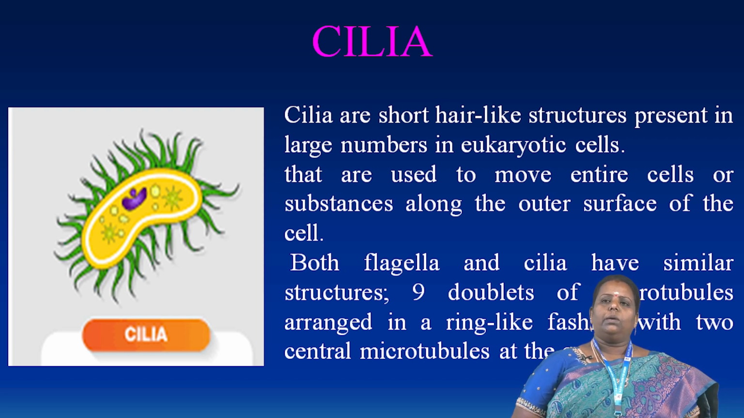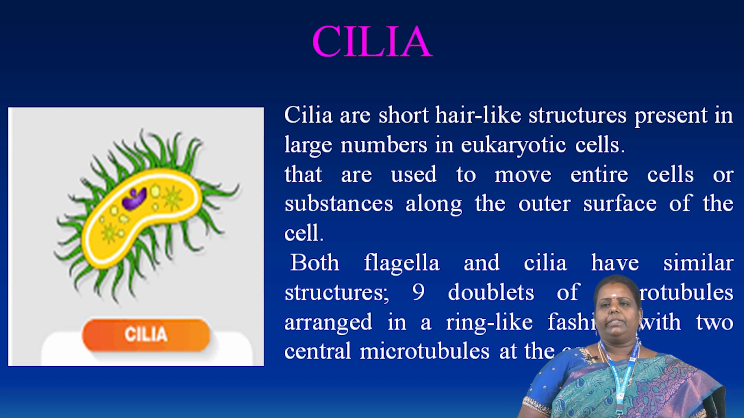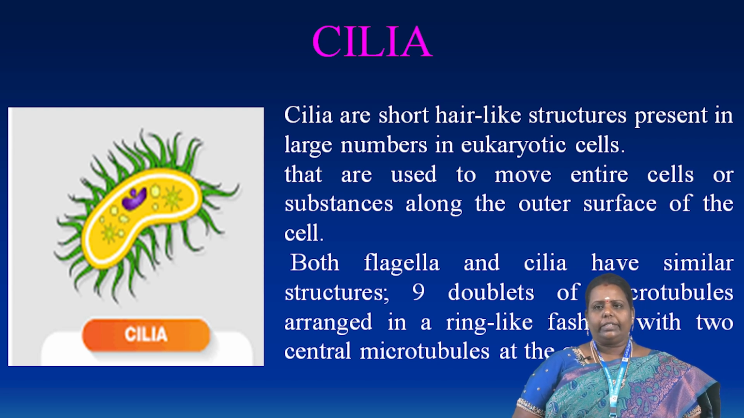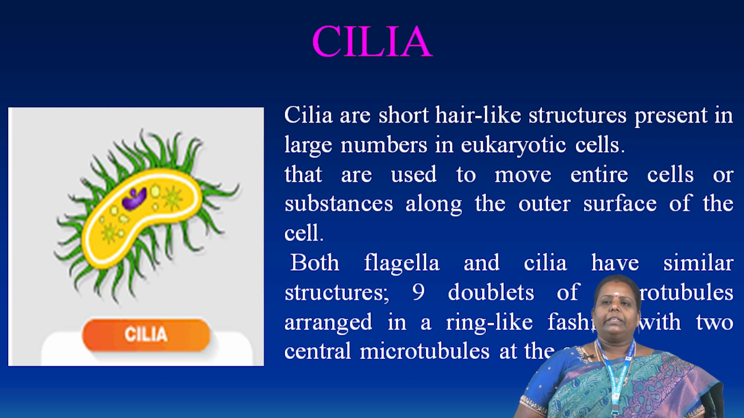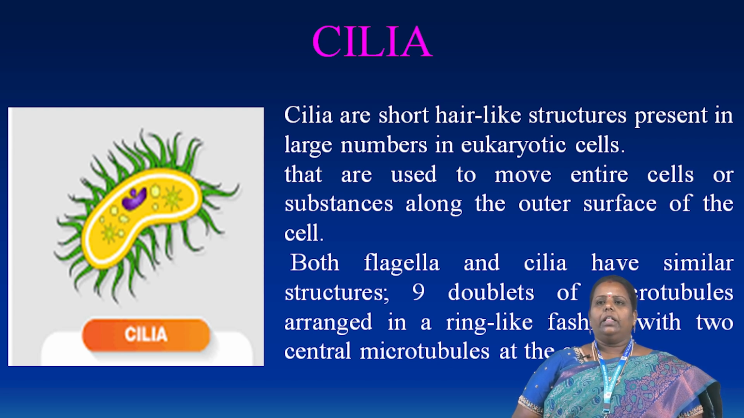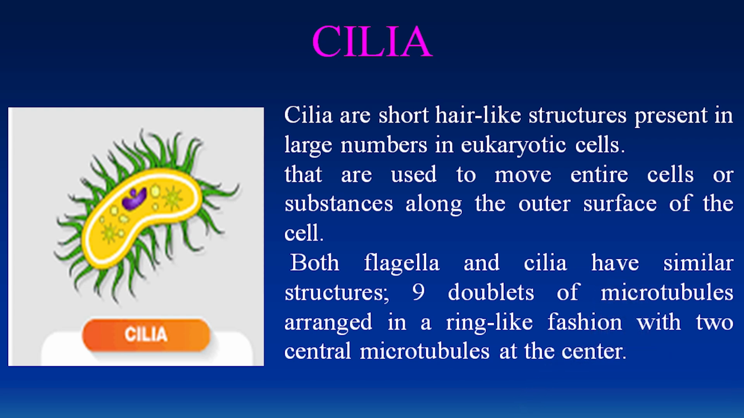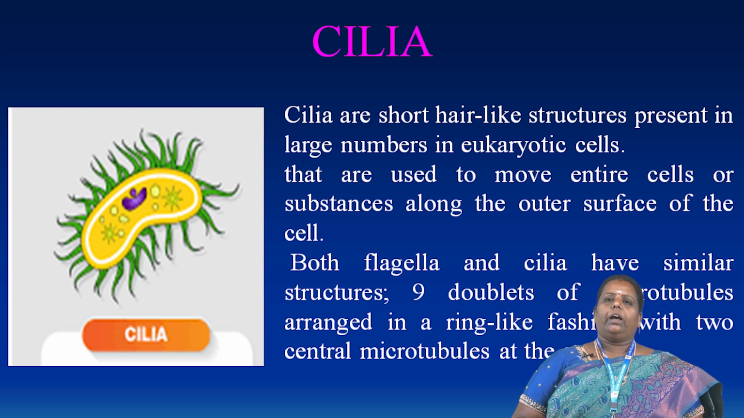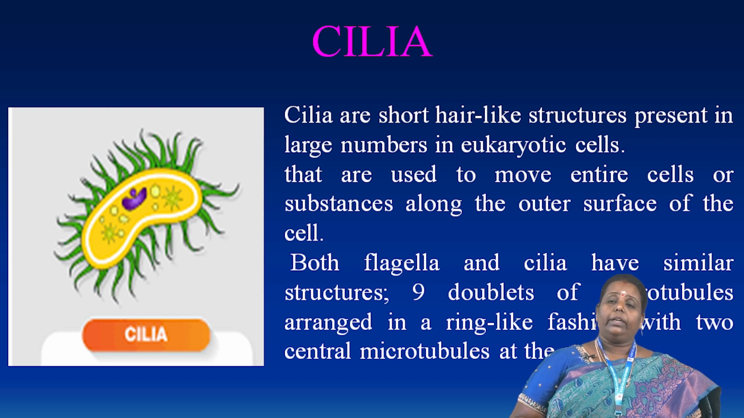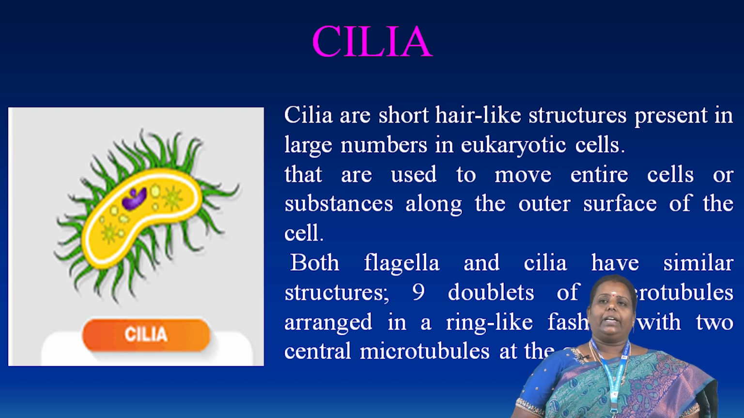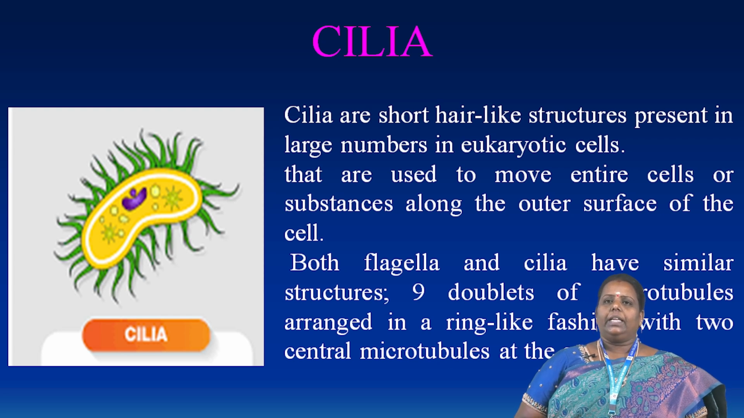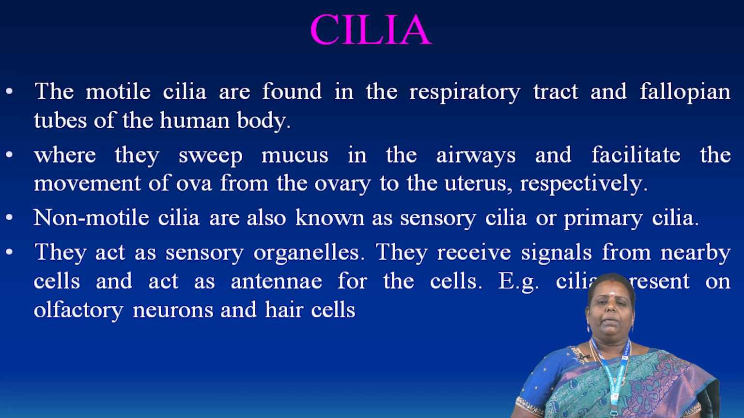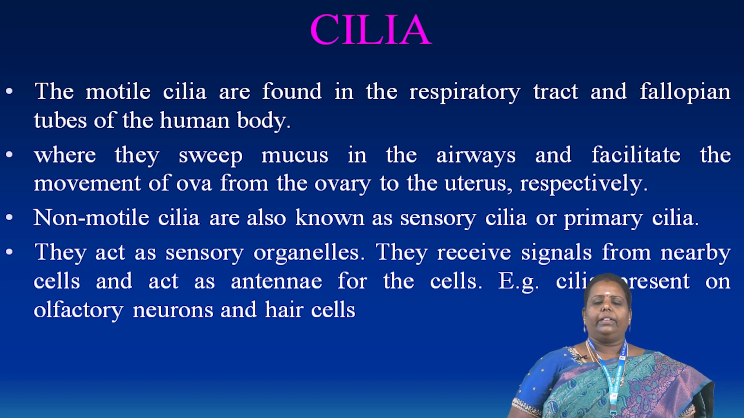They are used to move the entire cell and substances along the outer surface of the cell. Both flagella and cilia have a similar structure. Nine doublets of microtubules are arranged in a ring-like fashion with 2 central microtubules at the center. Microscopically we can see this hair-like structure of the cilia. Motile cilia, motile meaning movement, are found in the respiratory tract and the fallopian tube in the human body.